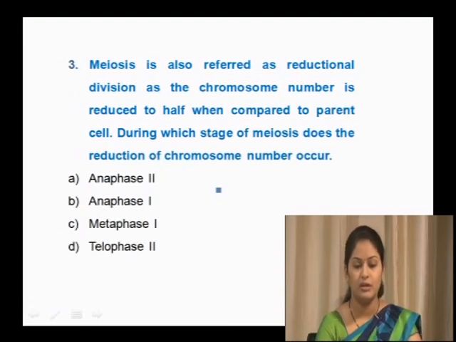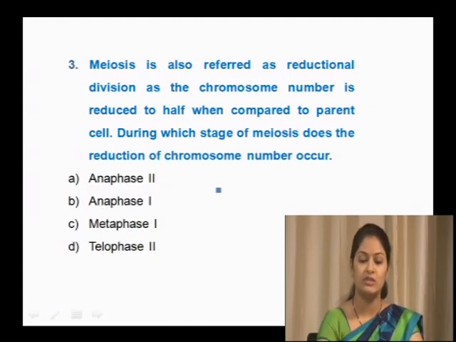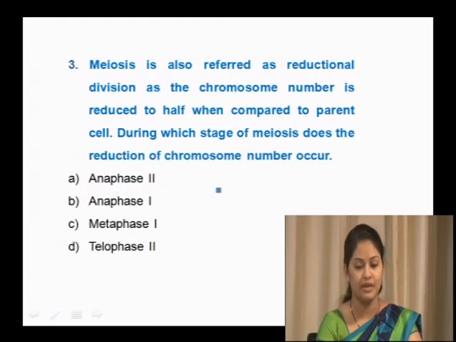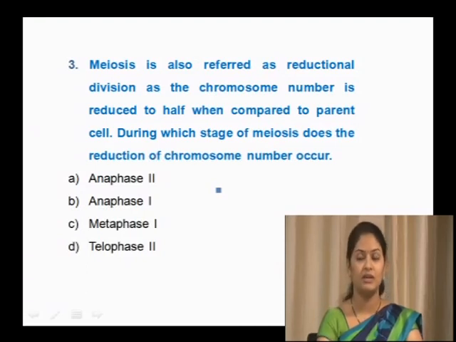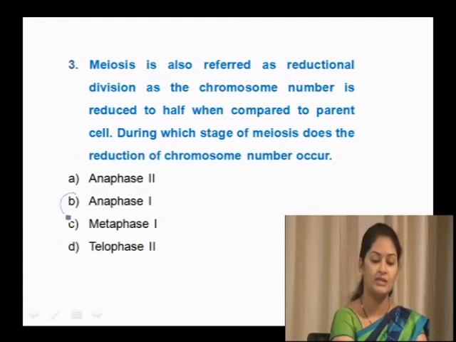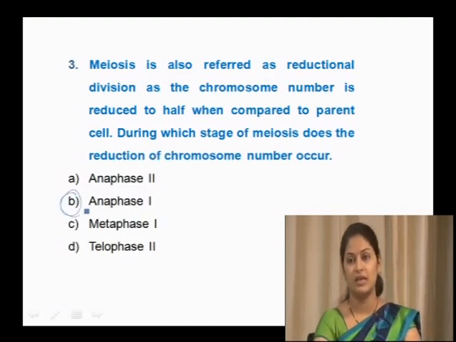Third question: meiosis is also referred to as reductional division, as the chromosome number is reduced to half when compared to the parent cell. During which stage of meiosis does the reduction of chromosome number occur? We all know that meiosis, rightly said as reductional division, will reduce the chromosome number of the parent cell into half in the daughter cells. And we all know that chromosome numbers are reduced during anaphase 1. Therefore, the answer is anaphase 1.